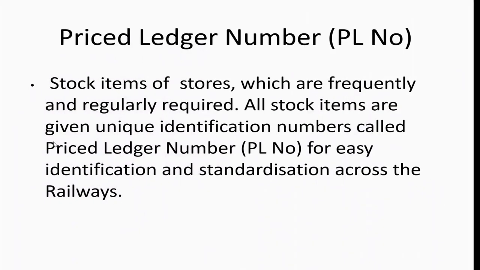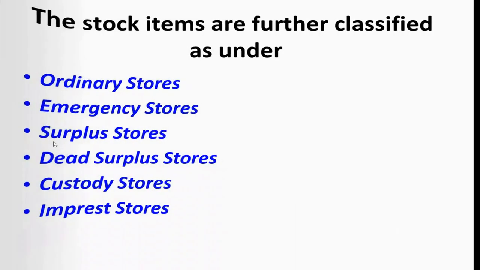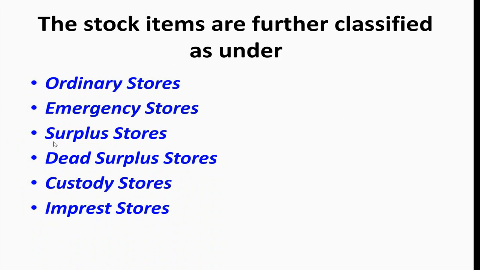Priced ledger number, PL number. Stock items of stores are those which are frequently and regularly required. All stock items are given unique identification numbers called priced ledger number, PL number, for easy identification and standardization across the railways. The stock items are further classified as ordinary stores, emergency stores, surplus stores, dead surplus stores, custody stores, impressed stores.